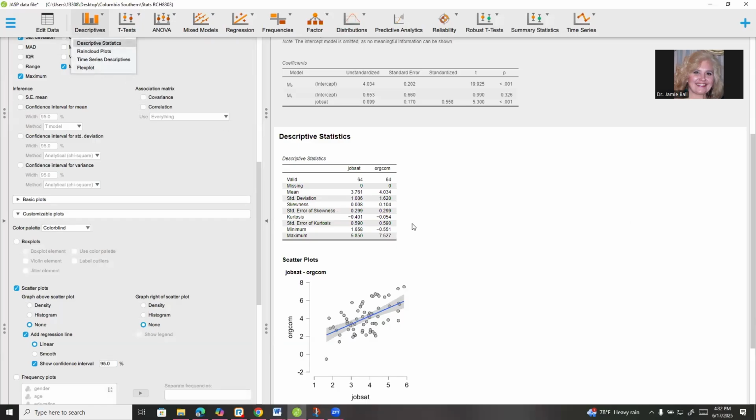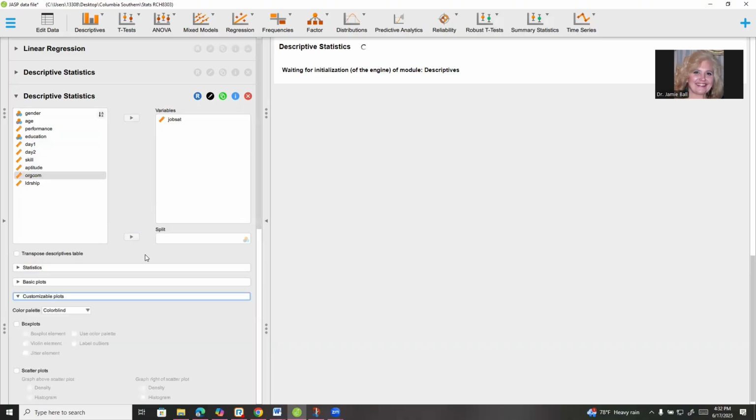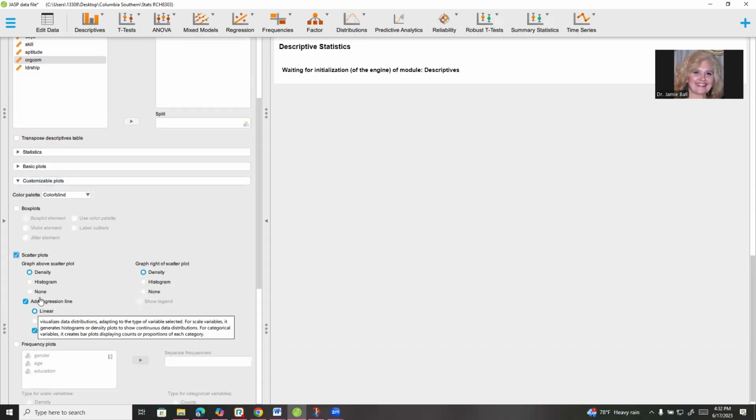From the drop-down, you pick descriptive statistics, and we can order our scatter plot under customizable plots, right? I don't need density on the sides of any of these things, but I do want my regression line. So it'll give me my scatter plot.